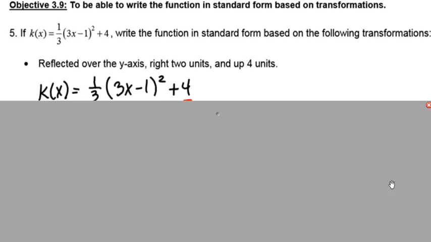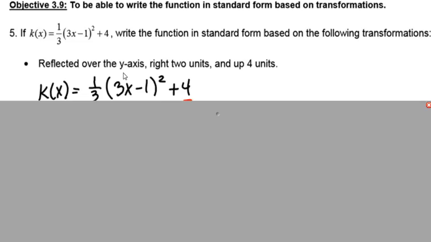If k of x equals 1/3 times (3x minus 1) squared plus 4, write the function in standard form based on the following transformations. We can see originally that k of x had some transformations already done to our original quadratic function. We've got a vertical stretch of 1/3, a horizontal stretch of 3, we're moving it to the right 1 unit, and it was moved up 4.